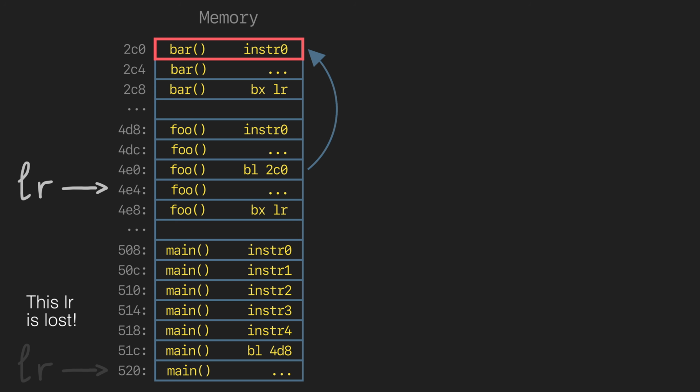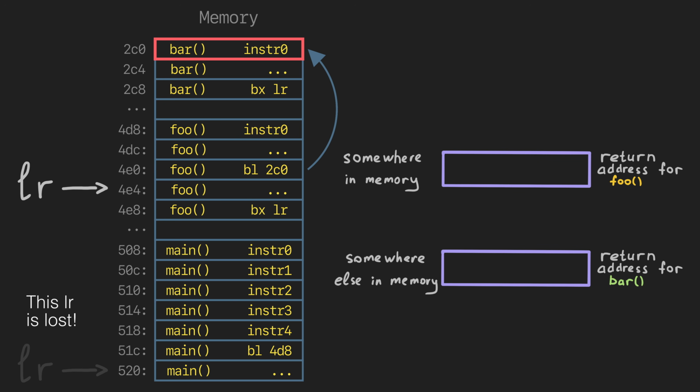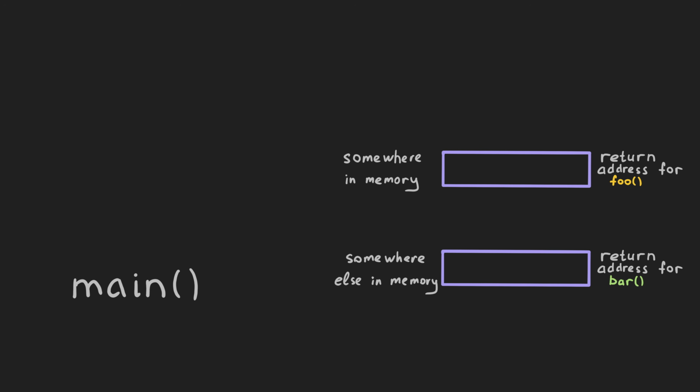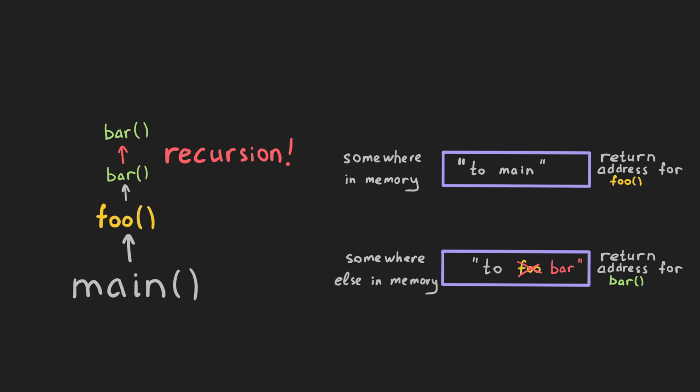So each function should probably keep the return address somewhere in the memory. And the memory will be unique for each function. This way, the new function call will not overwrite the return address. This works perfectly fine until we face the recursive calls. The first recursive call will overwrite the return address in the memory, and we are stuck in the recursive loop forever. We need something more clever.